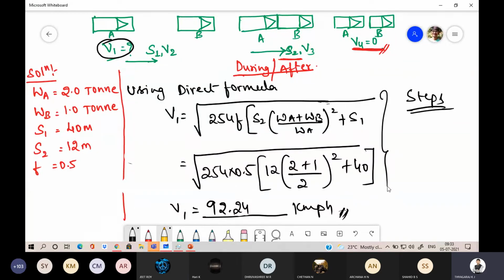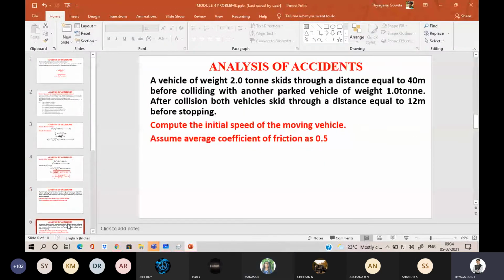But this step is for your reference, to check whether the problem you have calculated is correct or not. In the exam, don't do it in a single step. They will ask for 8 marks, so you have to do it step-wise: before collision, after collision, during collision. Okay. Note the next problem. Any doubts in this? No, sir. Okay.